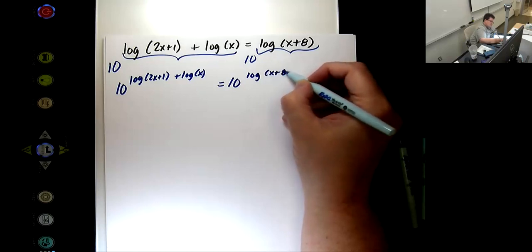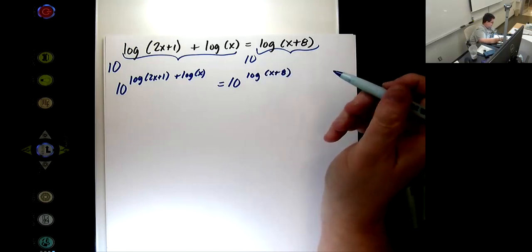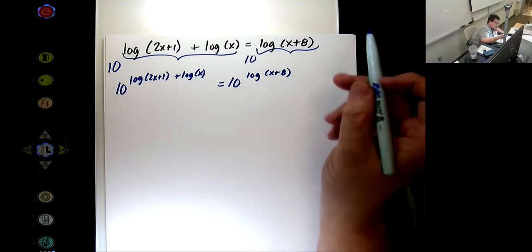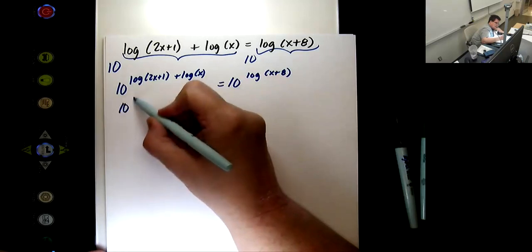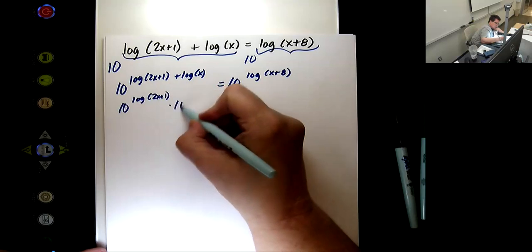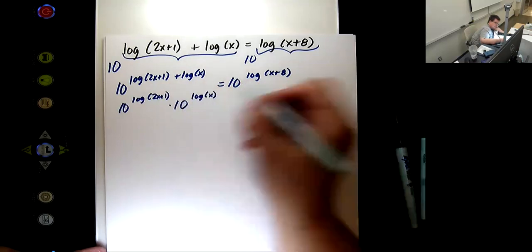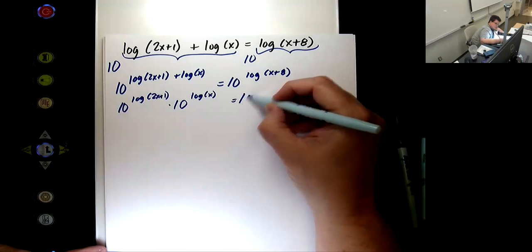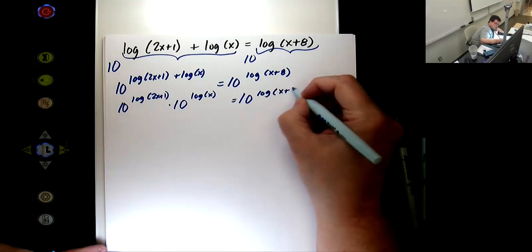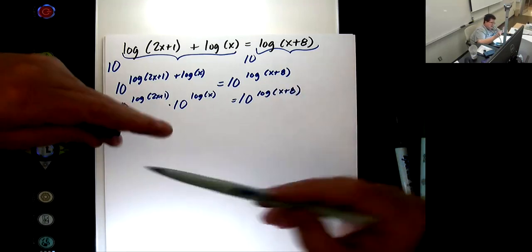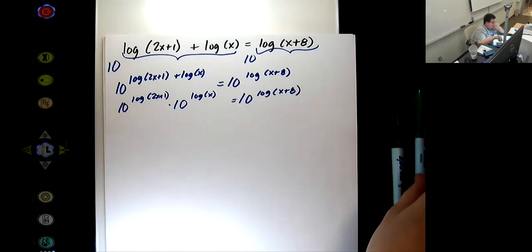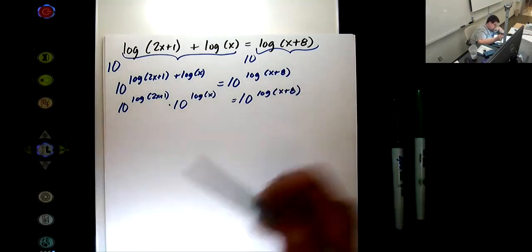So you should check your answer every time. Because this is the exact same thing we did in the last problem and it didn't work. It doesn't work here. I can separate this into 10 to the log of 2x plus 1 times 10 to the log x. And that's kind of what we need to do to proceed. You don't want to have any plus signs between logs up there.